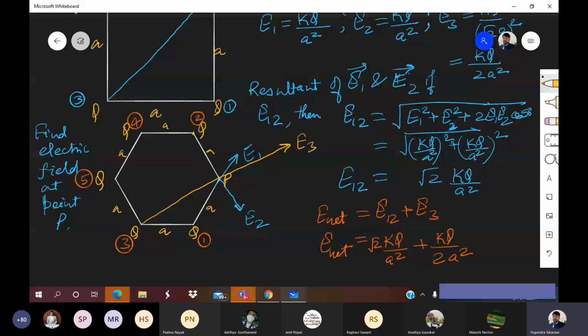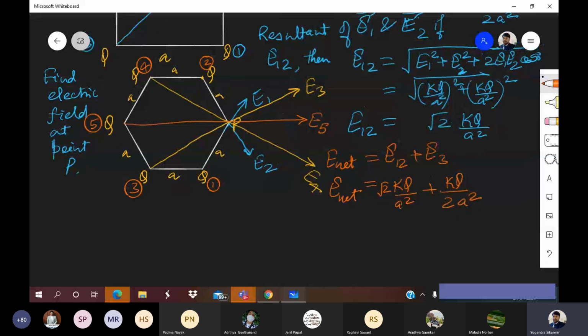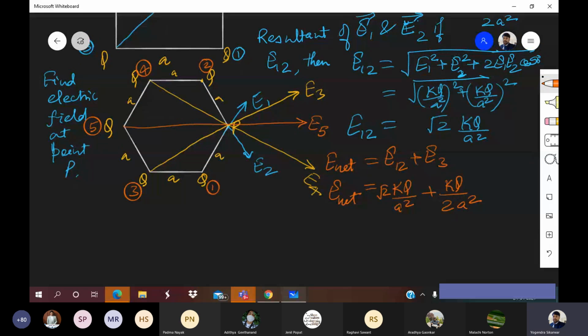Electric field due to charge 4 is E4, and electric field due to charge 5 will be E5. These are the 5 electric fields due to 5 charges, and up to this it was the previous question, mind it.